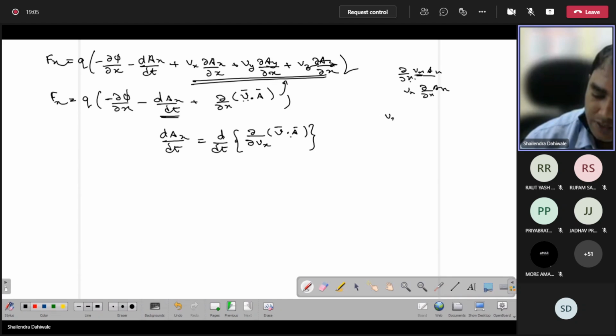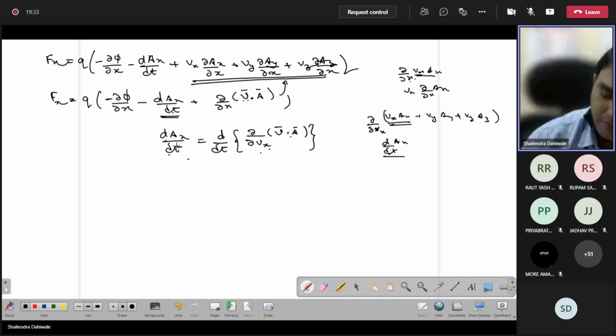V dot A is my Vx Ax plus Vy Ay plus Vz Az, and del Vx of this, so only the first term. So what you have is Ax, right? And d/dt of that. So you have this and this, so both the terms are equal. We are writing the same thing in a different fashion. Is this clear to everyone? Yes, sir.